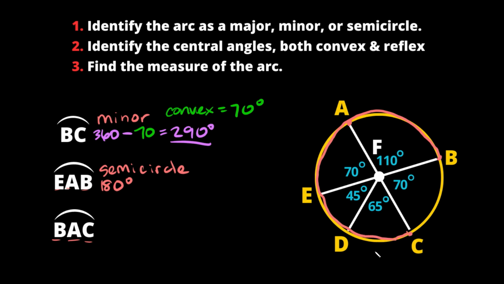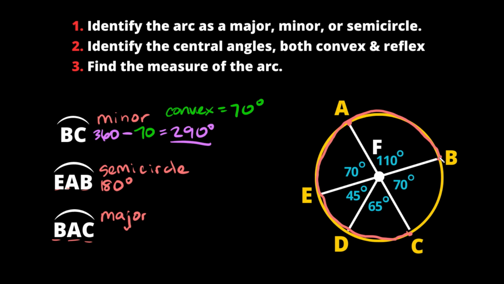From there to there. Okay, so number 1. Is this a major, minor, or a semicircle? Well, this is a major arc because major arcs are between 180 and 360 degrees. Okay, so this is a major, there we go, arc. All right. Number 2, identify the central angles, both convex and reflex.